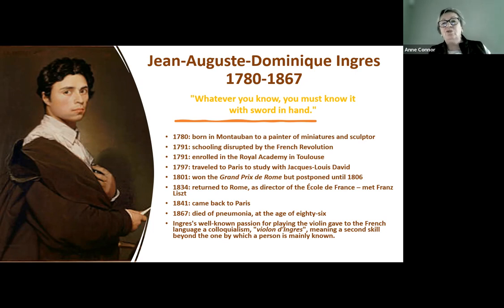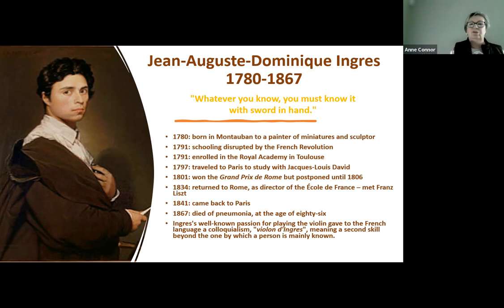He traveled to Paris to study with Jacques-Louis David, the great neoclassical painter. And then in 1801, he won the Grand Prix de Rome, the famous prize that they could receive at the Academy, which would give them a purse, literally a scholarship to Italy, typically for 4 years, where they had to send works to show that they were learning something in Rome. But unfortunately, again, because of the invasion of Italy by Napoleon and so on, it was postponed all the way to 1806.